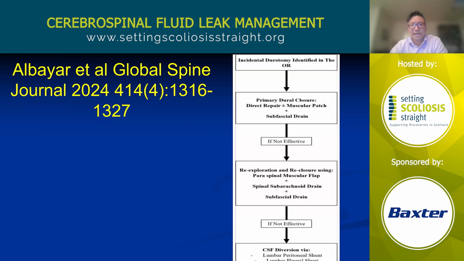If it doesn't work again, then maybe do a permanent CSF diversion maneuver like an LP shunt or VP shunt. I have a pretty high threshold to avoid a shunt, especially in kids, because it's a permanent thing for the most part, and it can carry certain morbidity long term. But the algorithm, I think, is reasonable.